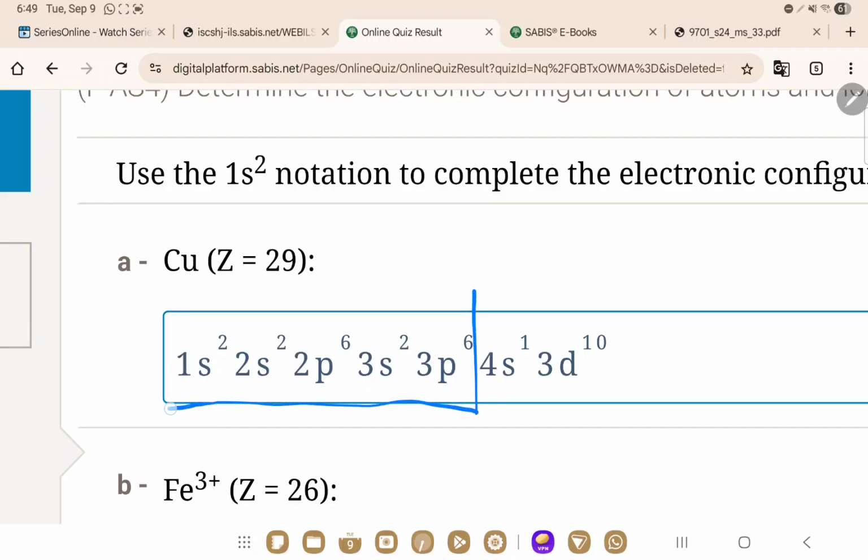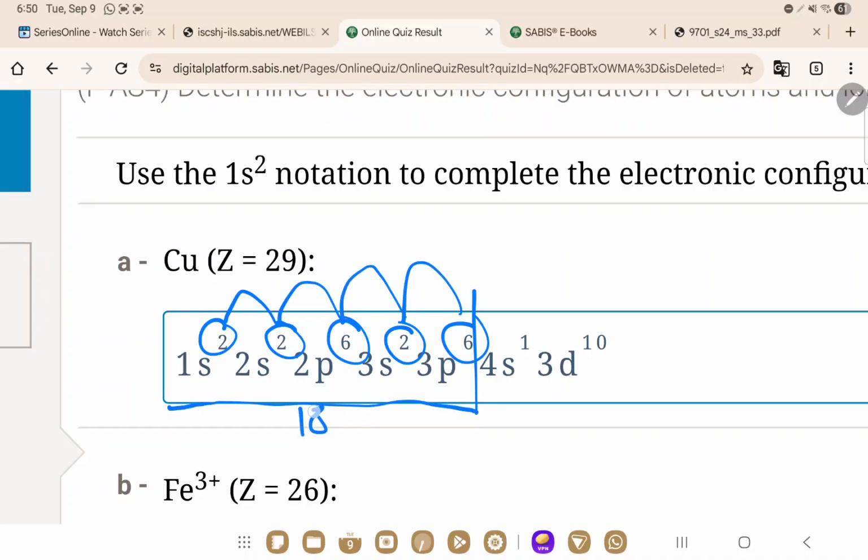So like I said, this part was all given. You need to now count how much you have in the exponents so you know how to continue. 4, 10, 12, 18. So up till here you have 18 electrons.